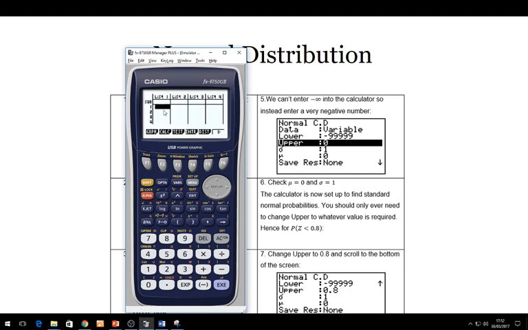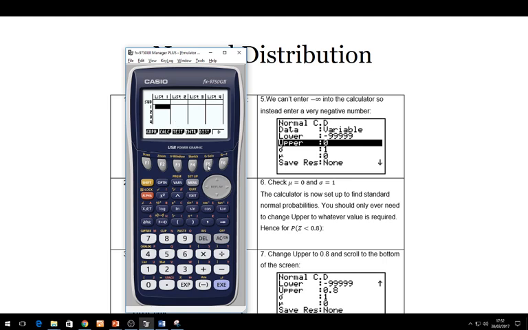Now on my version I've got no data stored in list 1 or list 2. It's fine if you have some data from a previous question. It won't actually interfere with our calculations for the normal at all. So if you have data here, don't worry about it. It's not going to cause a problem.